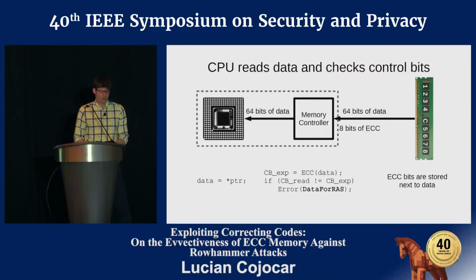So what happens when the CPU reads the data? The memory controller will also read these control bits. It will compute the ECC function on the data that it received, and compare the computed ECC with the control bits that were stored in memory. If these 2 results are the same, then there's no error. But otherwise, if the results are different, then it means that someone or something changed the data while it was stored in memory.